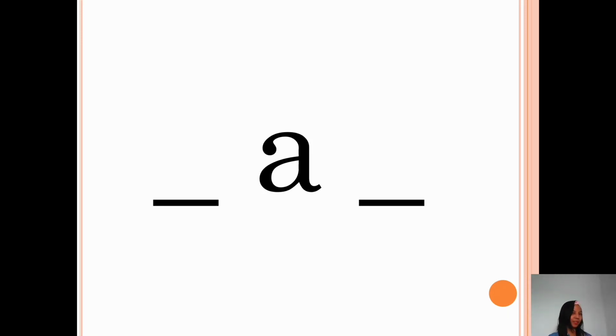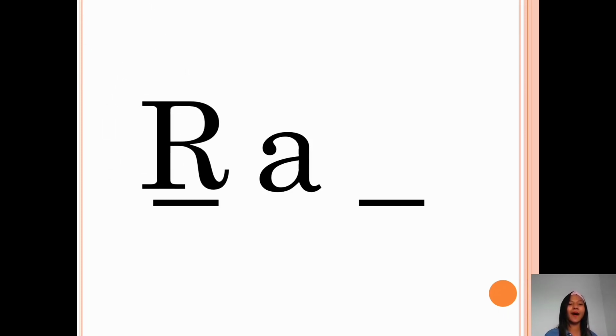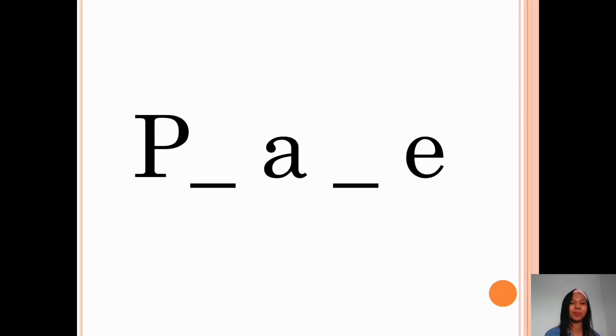What do you think is this word? What's the first letter? It's letter R. Next. Okay, it's Ray. All right, next. The last one. So it's letter L and letter N. All right, so it's a plane.